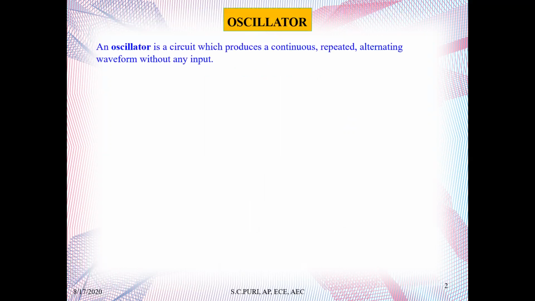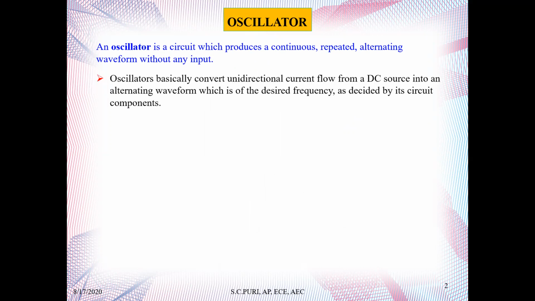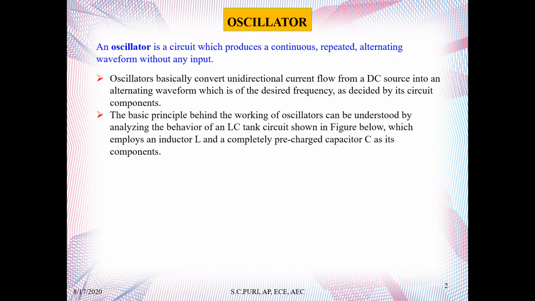So what is an oscillator? An oscillator is a circuit which produces a continuous, repeated, alternating waveform without any input. Oscillators basically convert unidirectional current flow from a DC source into an alternating waveform which is of the desired frequency as desired by its circuit components.